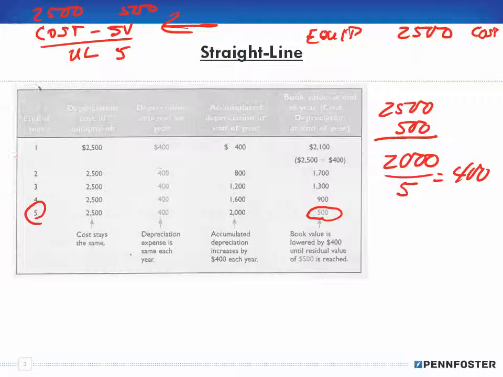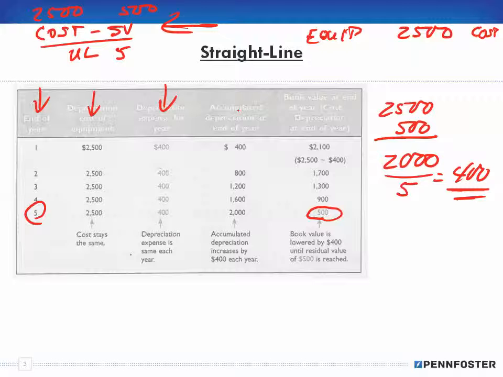So I need to put this information in a schedule. In the first column, it has the number, each year. Then it has the depreciation cost of the equipment. Well, it always stays $2,500 because that's what you purchased it for. And we calculated that the depreciation amount was going to be $400. So that's why all of these figures stay the same.